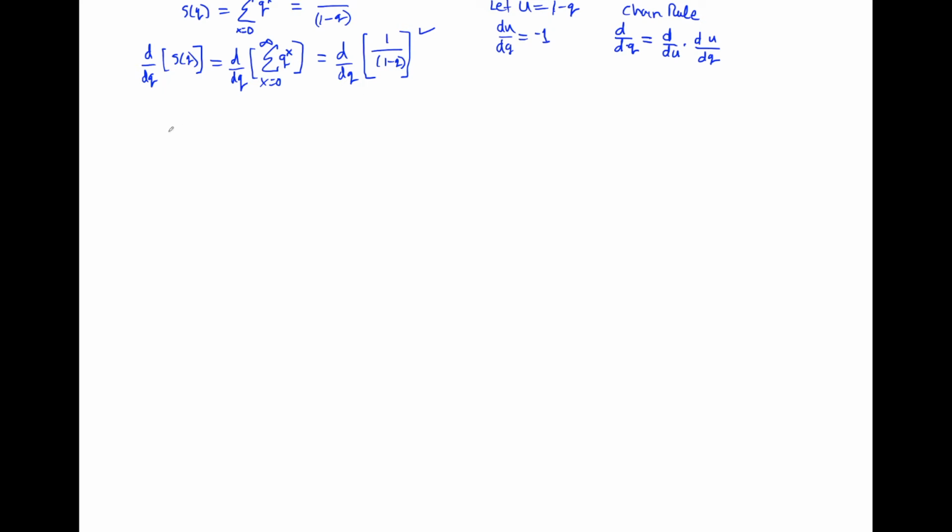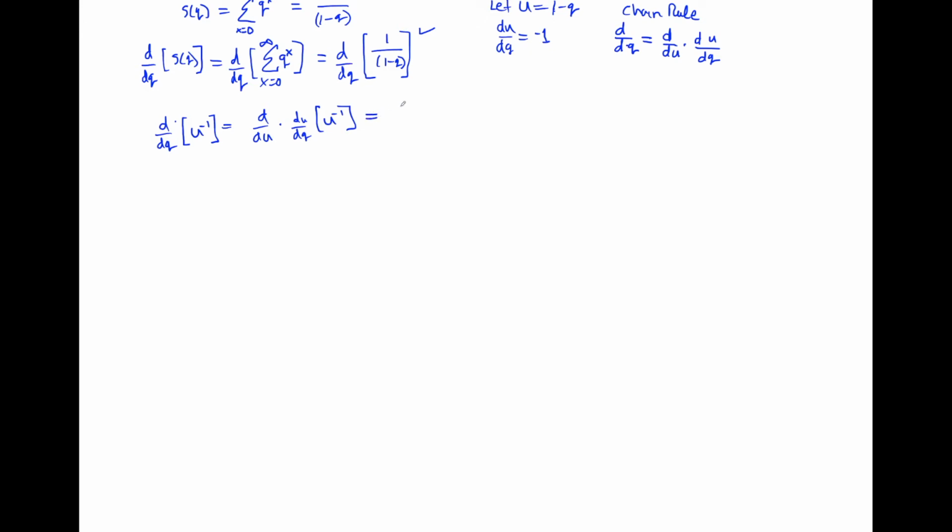So if we substitute, d dq of that substituted version is u to the minus 1. If u is equal to 1 minus q, then 1 over 1 minus q is equal to 1 over u, which is u to the minus 1 power. And so that's going to be equal to, by the chain rule, du dq times d du of this u inverse. And so what does that give us?